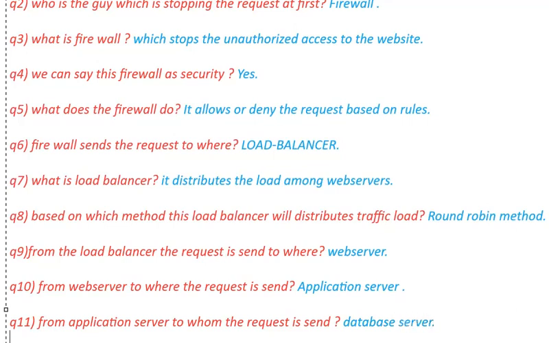server. After that, the database server provides the response to the application server, and the application server provides the response to the web server. The web server will provide the response again to the load balancer, and this load balancer again provides the response to the firewall, and then it goes back to the client's requested browser. Now the website is available.